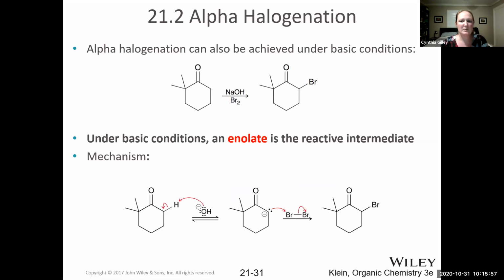Alpha halogenation can also be achieved under basic conditions with sodium hydroxide in the presence of bromine. And we're going to use a stoichiometric amount of sodium hydroxide. So an enolate is the reactive intermediate. Hydroxide will deprotonate the alpha position of a ketone, creating an enolate, which then does a nucleophilic attack on the bromine, kicking out bromide and generating the alpha brominated ketone product.